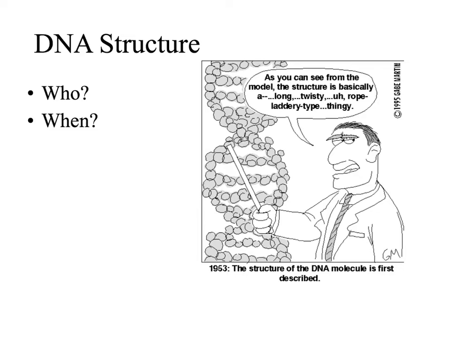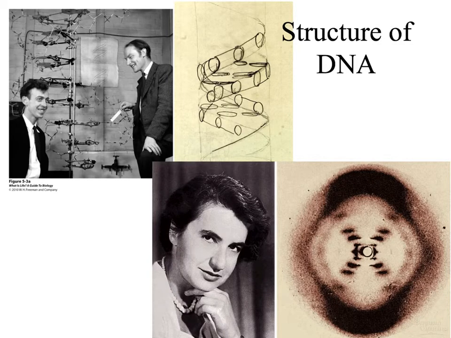DNA structure was not discovered until the 1950s. In the 50s, James Watson and Francis Crick were the scientists responsible for putting together the pieces of the puzzle and figuring out the DNA double helix. Watson and Crick knew that DNA was built of nucleotides. They realized that those nucleotides bonded complementary to one another.